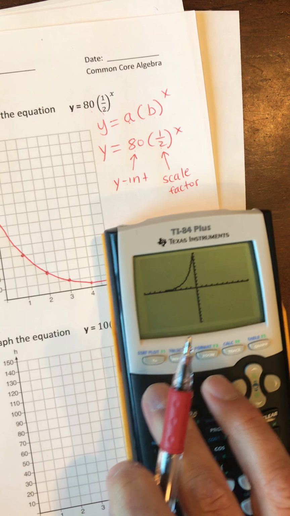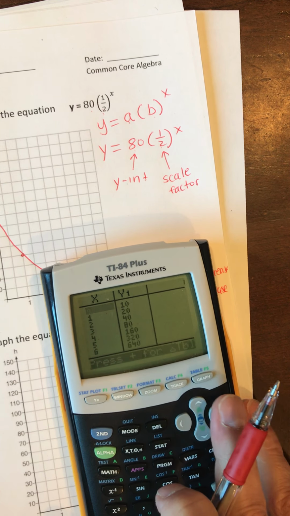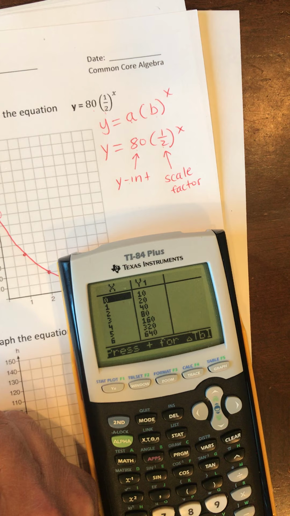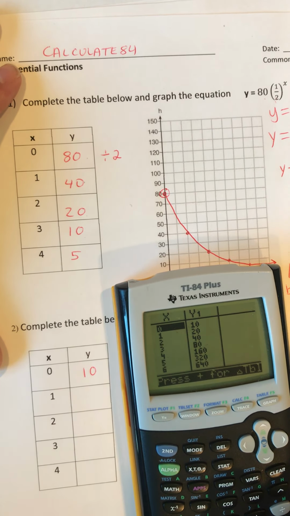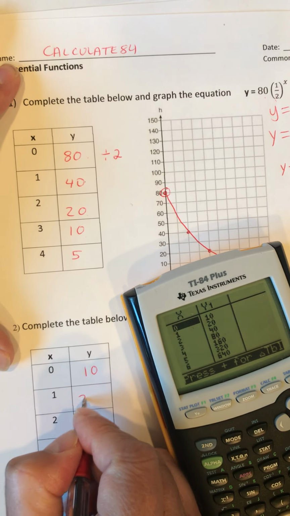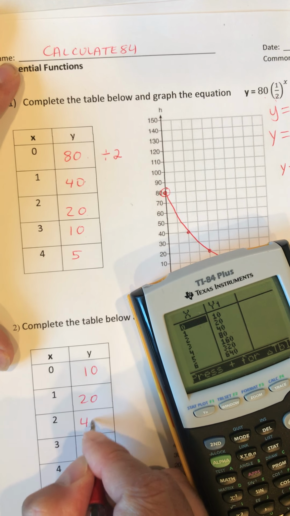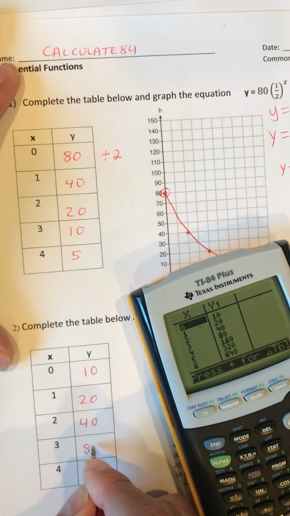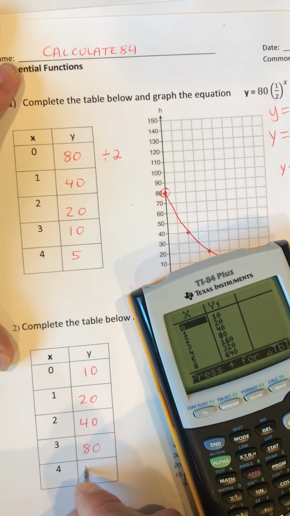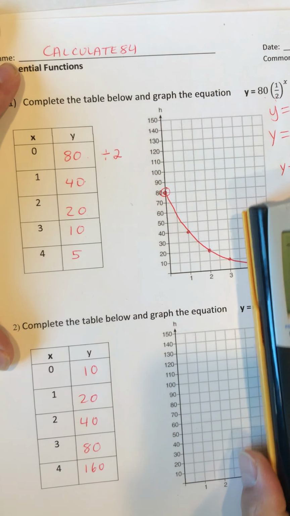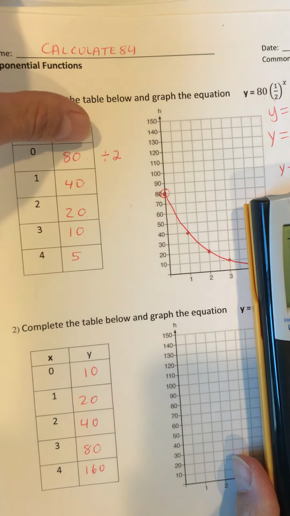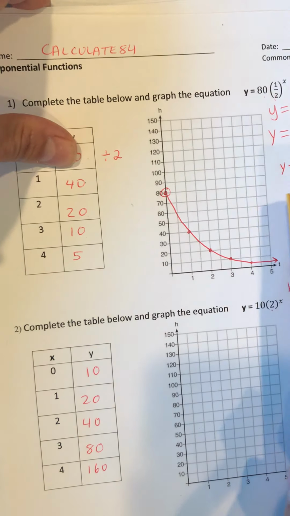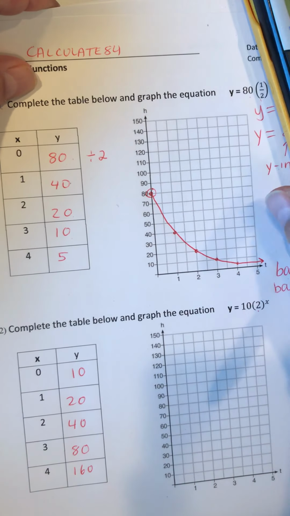Ultimately, you want to look at the table. So hit second graph. At 0, it's 10. At 1 it was 20. At 2 it was 40. At 3 it's 80. At 4 it's 160. Now we'll approximate that 160, but that's going to go off the page. And hopefully you realize that this is not a coincidence.